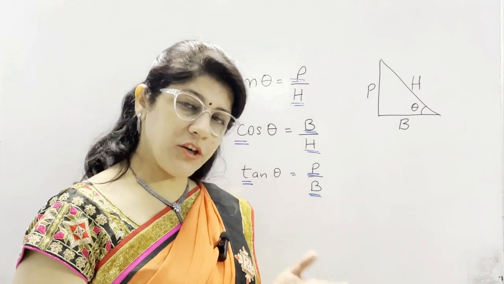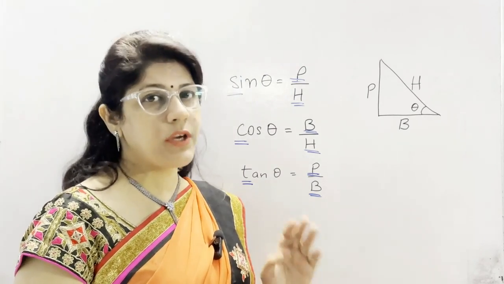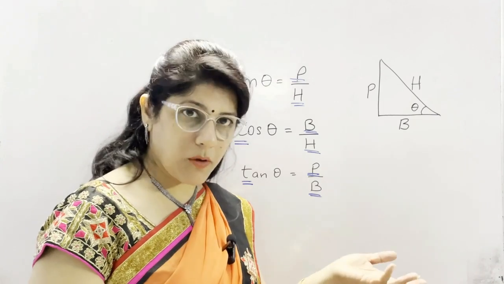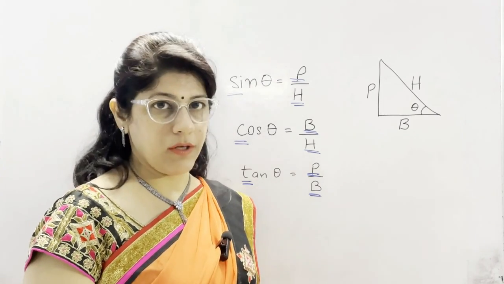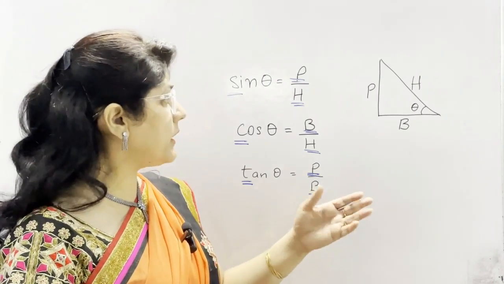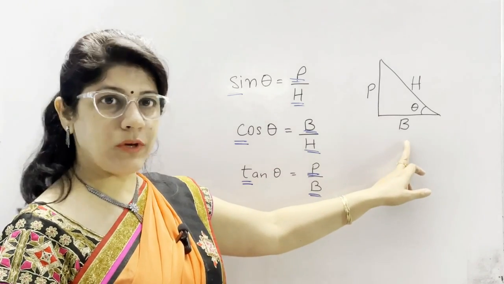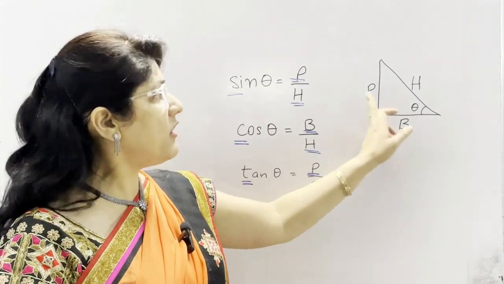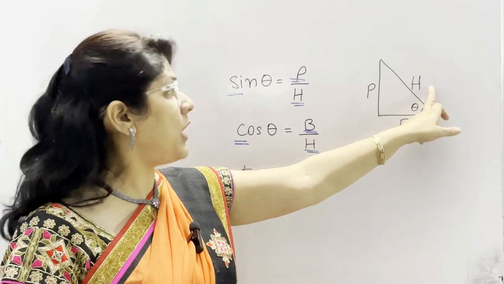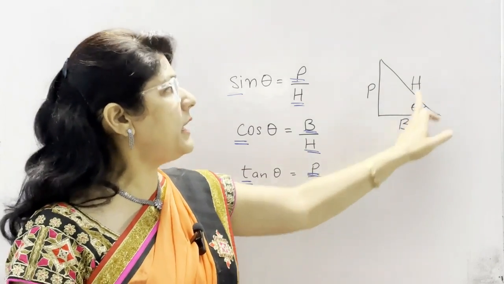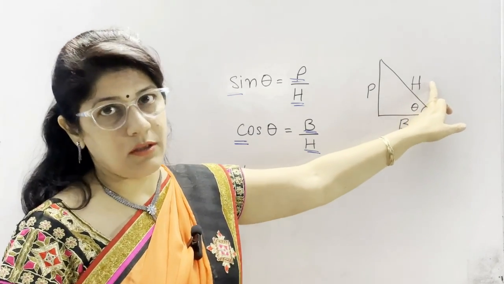In all the questions with height and distance, 2 out of 3 quantities would be given in the question and 1 you need to calculate. If the given quantities are P and B, then we are going to calculate with the help of tan theta. If P and H, then we have to use sin theta. If B and H, then we need to put cos theta there.